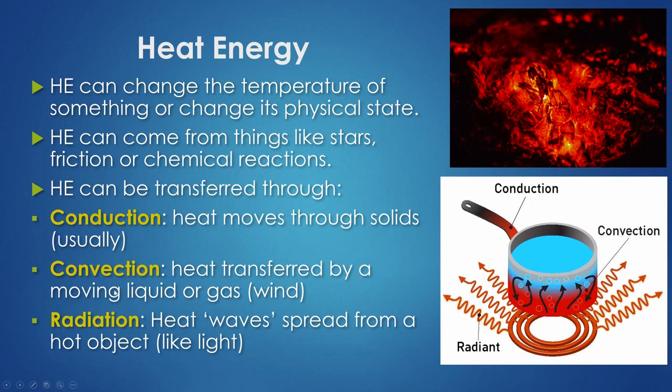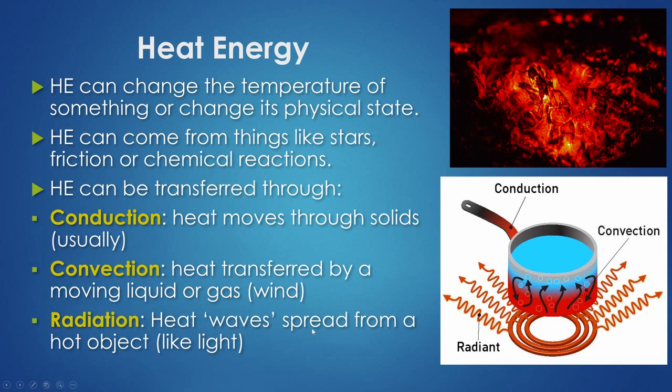Convection: this is heat transferred by a moving liquid or gas. So the wind is an example of convection. It can happen in a liquid or a gas. You'll notice when you put a pot on a stove, it all starts moving around. The heat is being moved from the bottom to the top, and then it's going all the way around inside that pot. That's called convection, when we get a liquid or a gas moving around, transferring heat around.